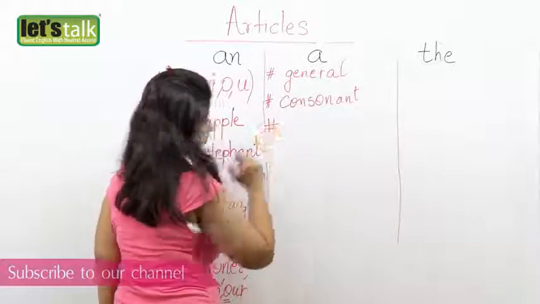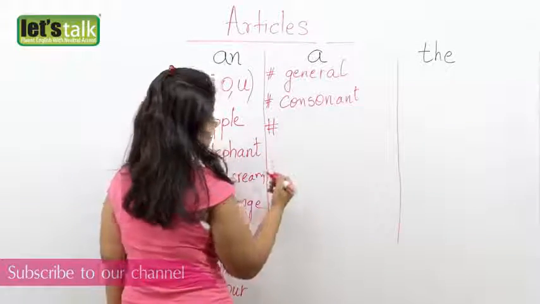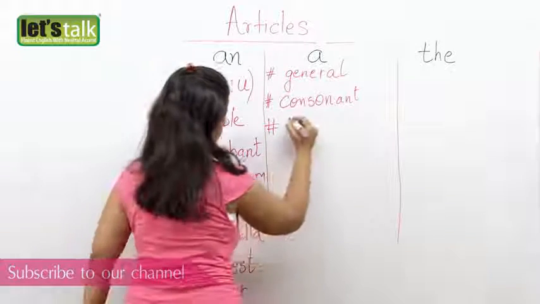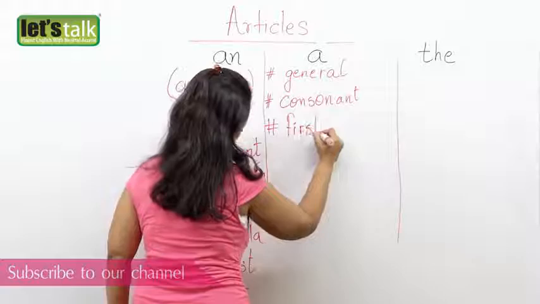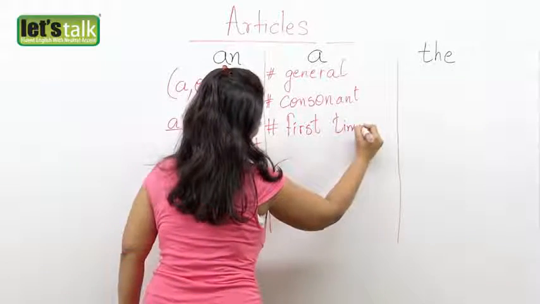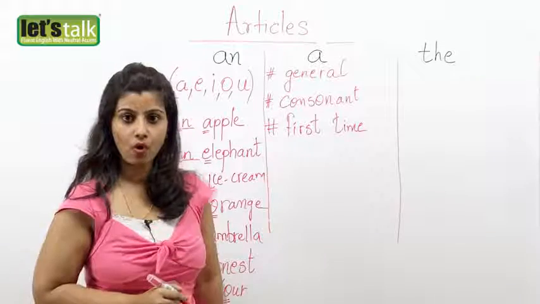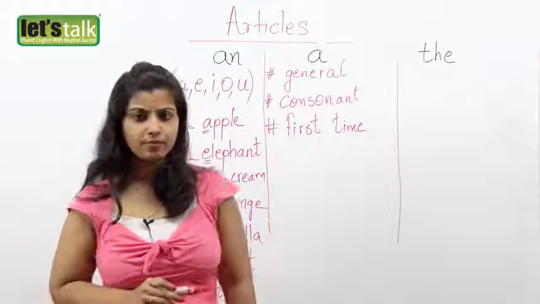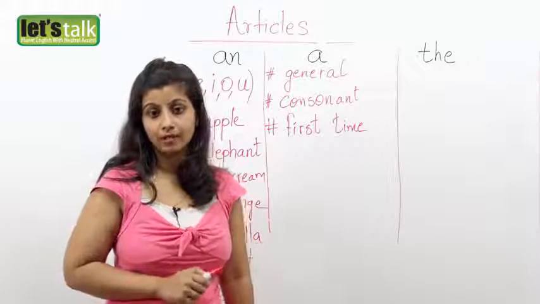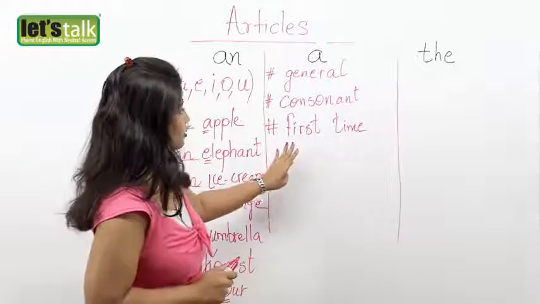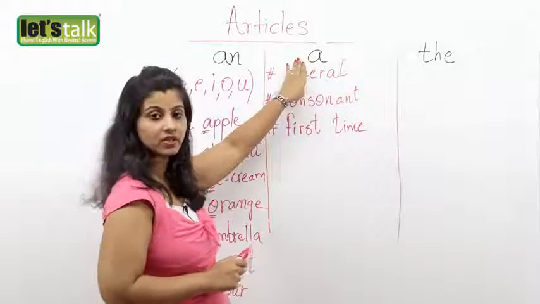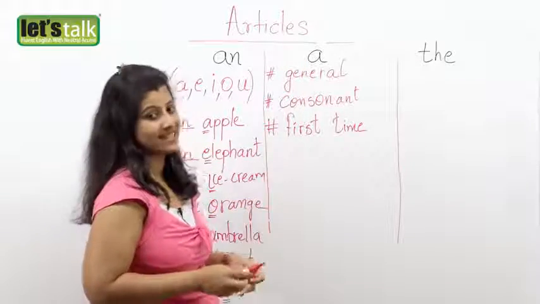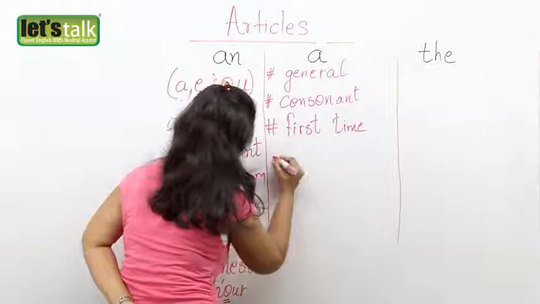The third important point for you to remember about A is when you are talking about something for the first time. I saw a beautiful tree. So you haven't mentioned this tree to me before, so obviously you are talking about it to me for the first time. So I'm going to place my article A in my sentence whenever I'm talking about something for the first time. Let's take this as an example.